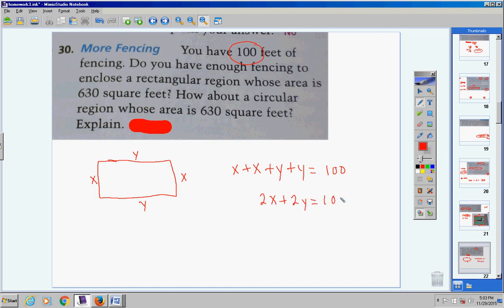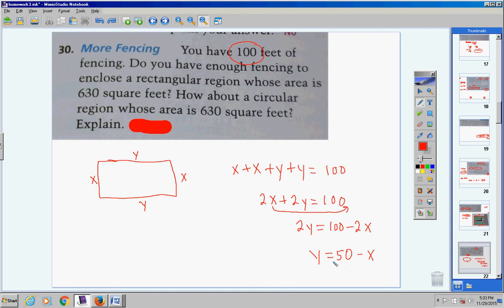Got it? Now I want to solve for y, so I can put something in for y and get rid of this y. Okay? So I'm going to bring the 2x over and make it negative. Okay, got it. Bring the 2x over, make it negative. Now divide everything by 2. If you want to put a 1 right there, you can. You don't have to.